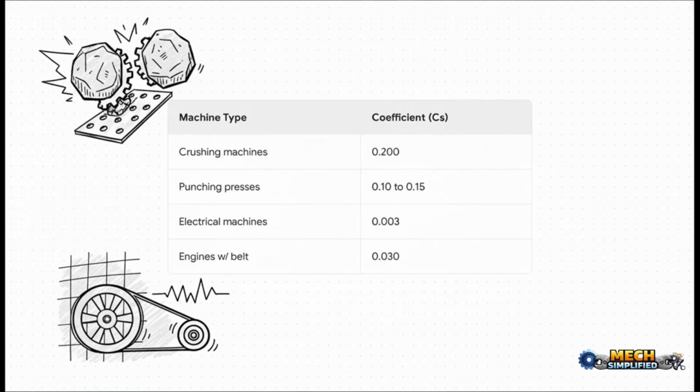Now, what's really interesting is that not every machine needs the same level of smoothness. This table shows what's called the coefficient of fluctuation of speed, which is just a fancy way of saying how much the speed is allowed to wobble. A big rock-crushing machine can be pretty jerky, so it has a high number. But an electrical generator, whoa, that needs to be incredibly stable and smooth, so it has a very, very low number. The flywheel for each machine is designed specifically to meet these needs.